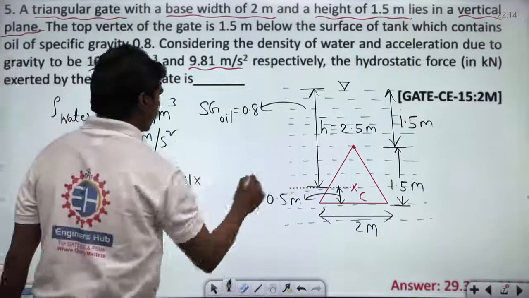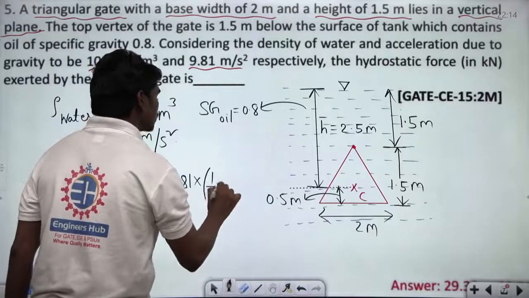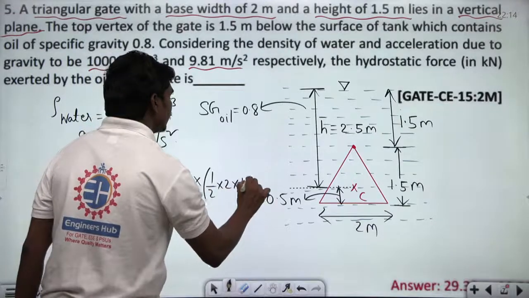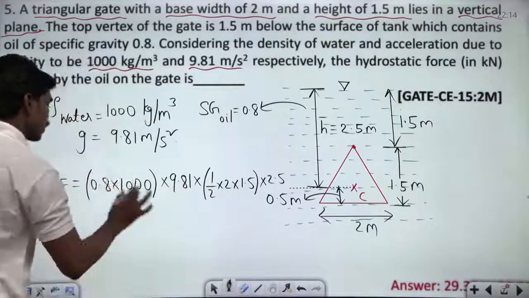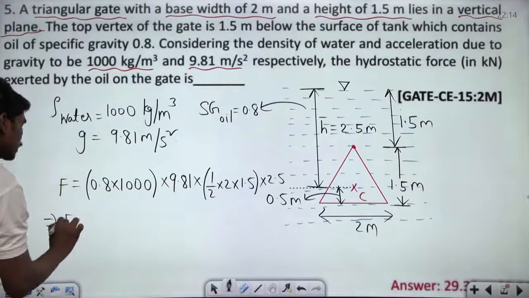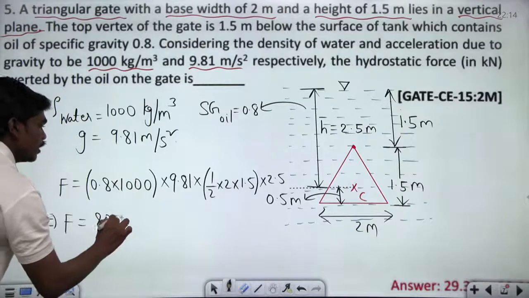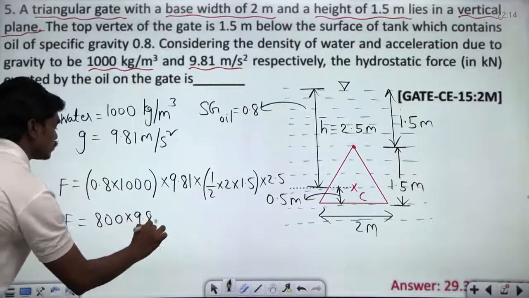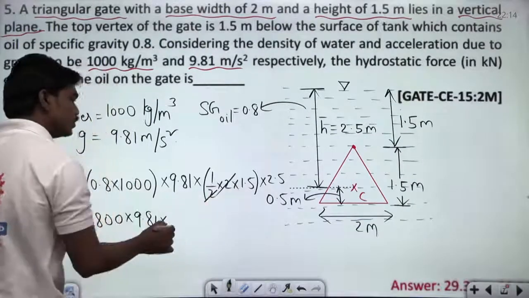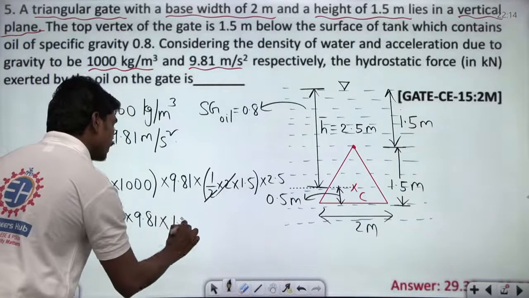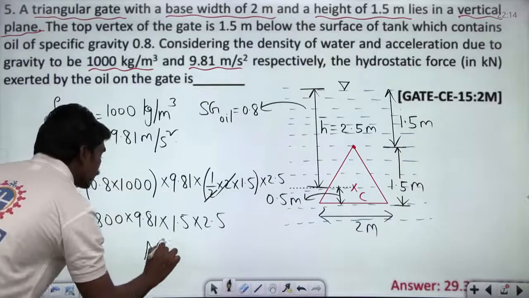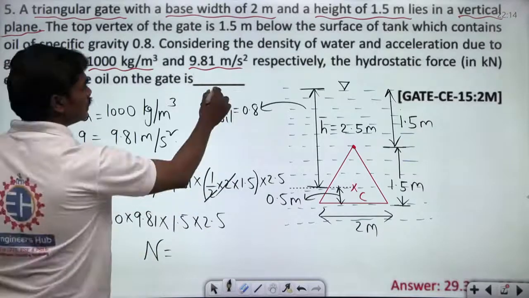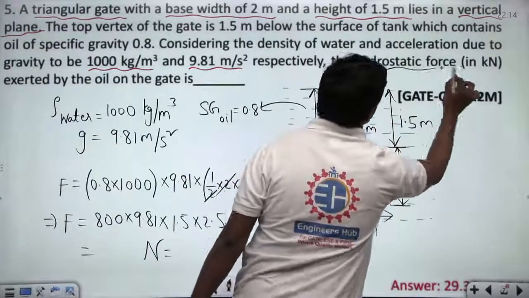Area of this triangle, half into base is 2 and height is 1.5, area into h bar. And what is the value of h bar? 2.5. So this is the total value in newtons, correct? So this is 800 into 9.81 into 2 gets cancelled, so no issue, 1.5 into 2.5. This is the total value which you are getting in newtons. But what is the unit they are asking you in? In kilonewtons. The hydrostatic force in kilonewtons.